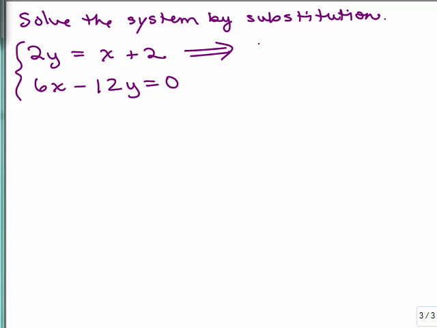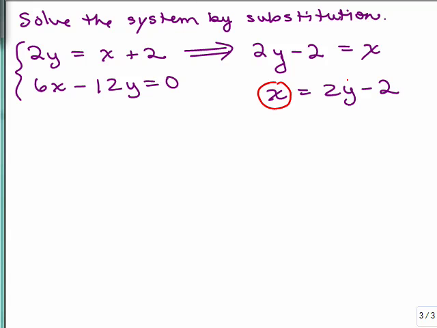So I would subtract 2 from both sides, and I'm going to rewrite it as x equals 2y minus 2. Alright. So I've solved for x. So I'm going to plug in 2y minus 2 for x in the other equation. So we go over to the other equation, and we plug in the 2y minus 2.